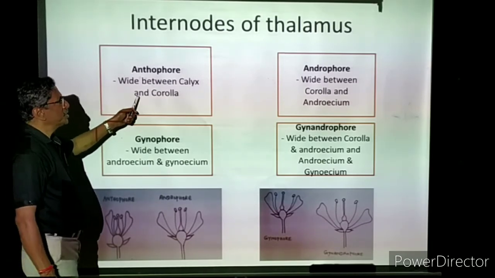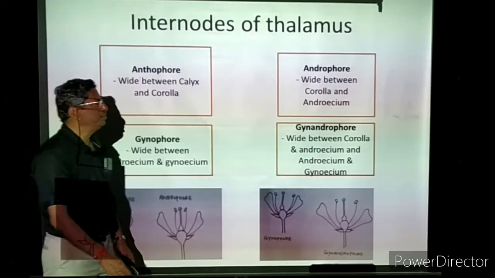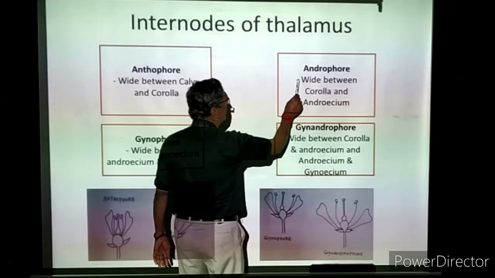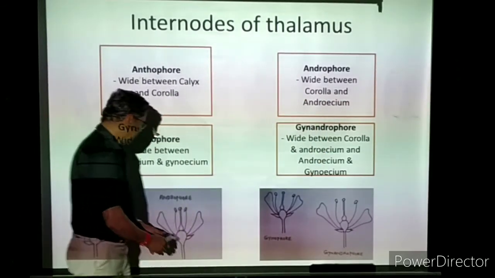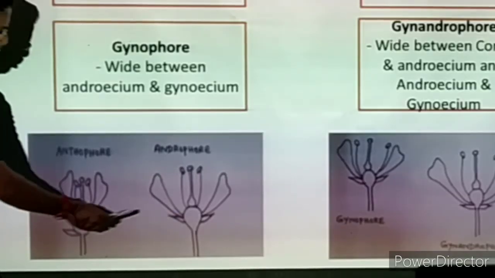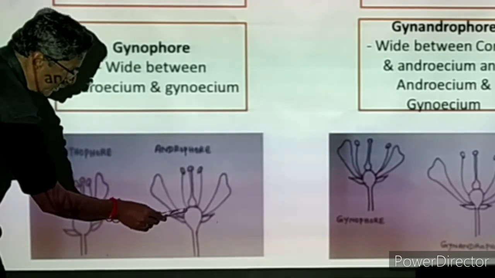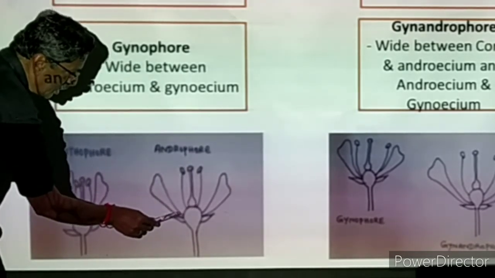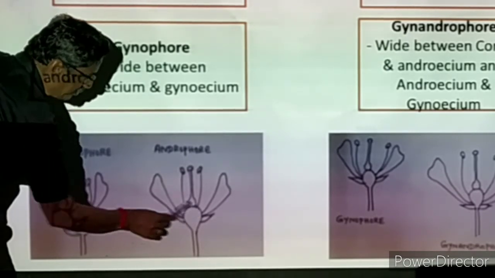The second one we are going to study is androphore. Now see that androecium, androphore. The internode is wide between corolla and androecium. See the next diagram. The outer calyx is there. Very close to that the corolla is there, but androecium, stamens are there. Between the corolla and androecium, there is a wide gap.